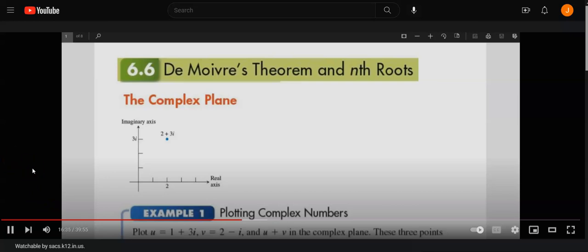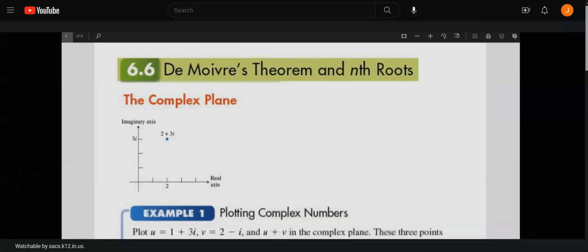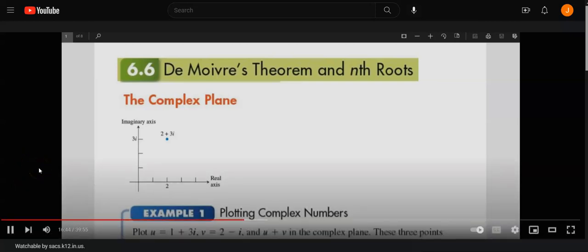All right, so we've got something called the complex plane. And that complex plane, which would be a great name for an airline, don't you think? You know, the complex plane. Anyway, we have something going on here.